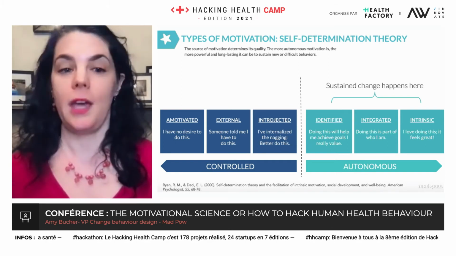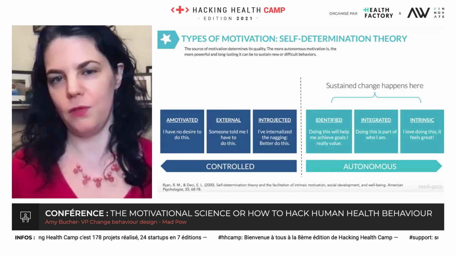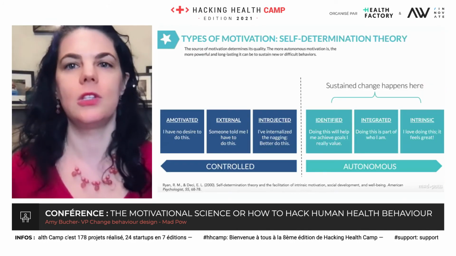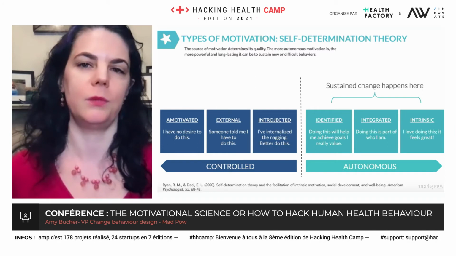And that starts with external. That's when somebody has an external reason, an extrinsic reason for doing something, which may be a reward or a punishment or an expectation set by somebody else. Introjected is the next form of motivational quality, and that's when someone has internalized that external force of motivation.